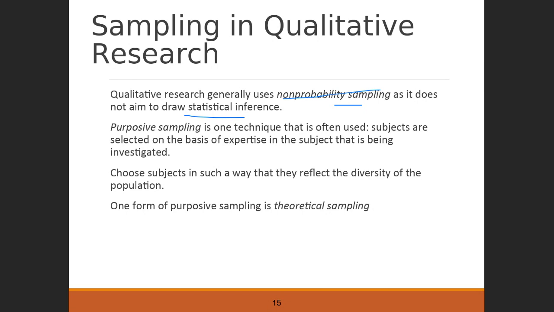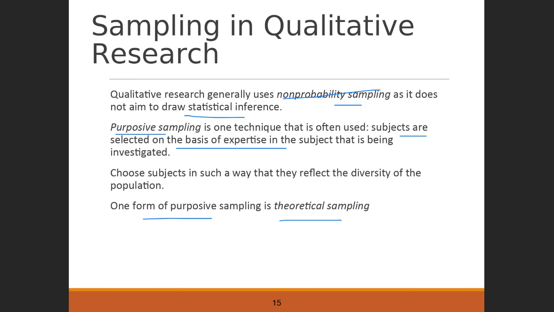So qualitative research usually employs purposive sampling technique. The subjects are selected on the basis of their expertise in the subject, and one form of purposive sampling is theoretical sampling, which we discussed in Unit 5 while talking about grounded theory. We are only interested in recruiting those participants in our research who are qualified by possession of valuable information.